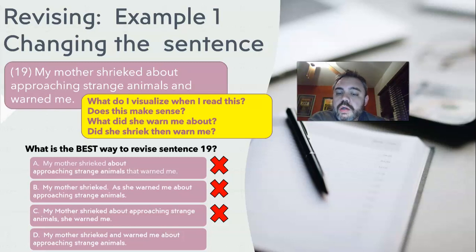My mother shrieked and warned me about approaching strange animals. Oh, I really like that one. I think that's the best one because it tells me the order in which all the events happened. And I really need to be paying attention to that.